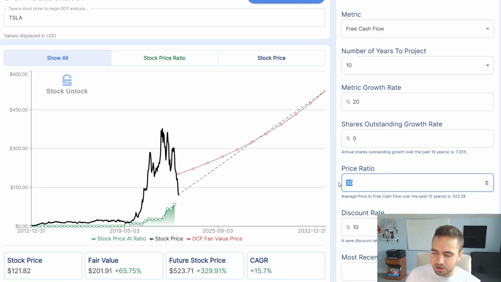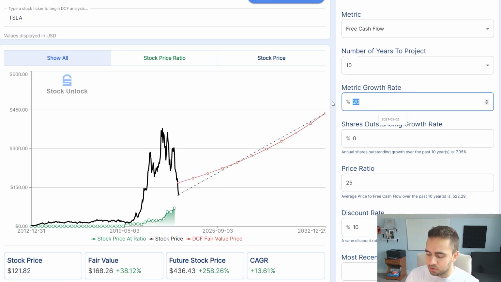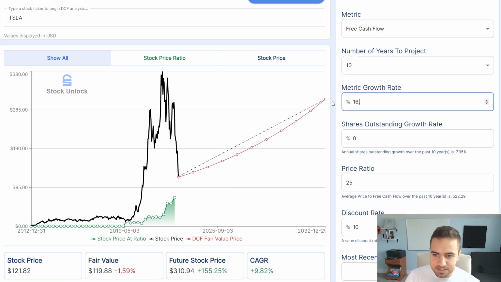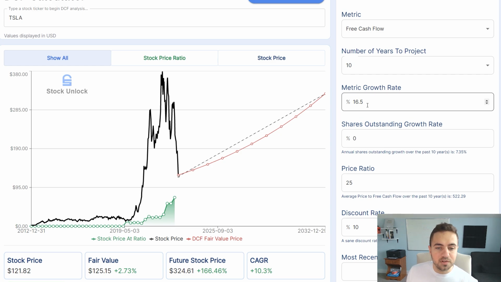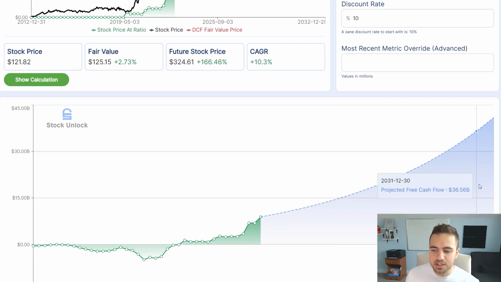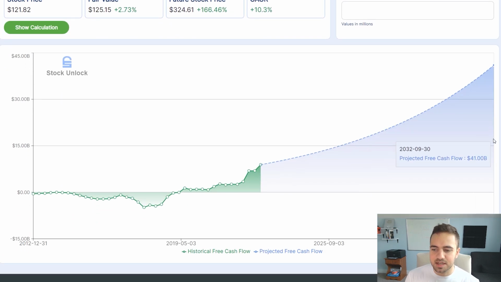So let's knock down the price ratio to 25, and let's put in a growth rate of 16.5%. Okay, so over the next decade, this is what the market is currently pricing Tesla for: a 16.5% compounded annual growth rate to the free cash flow and a 25 price to free cash flow. Now let's scroll down, and this means that Tesla would have to produce about $41 billion in free cash flow by the year 2032 to meet what the market is currently pricing the stock at.